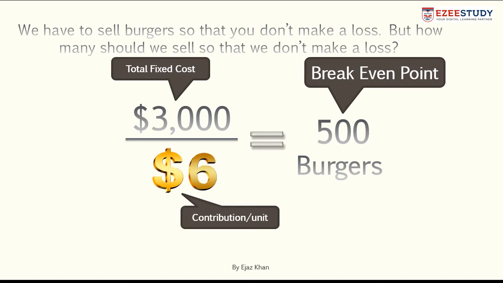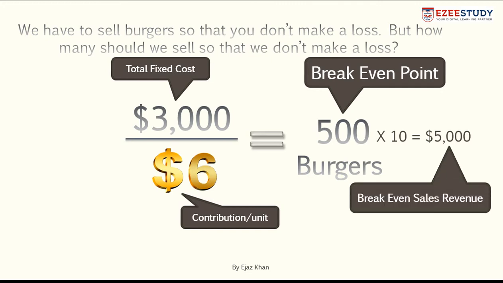Similarly, if we want to know how much revenue we will be generating from this activity level, which is 500 burgers, then we have to multiply 500 by the price, which is 10, and it will give us a total of $5,000, which means that we will be generating $5,000 from selling 500 burgers, and these $5,000 will be called break-even sales revenue.